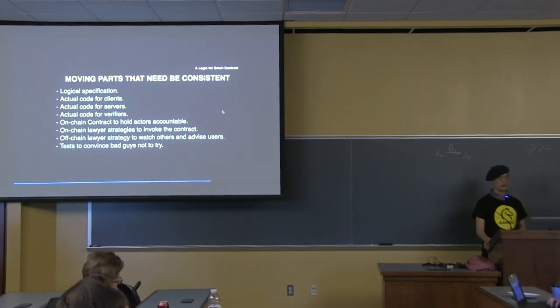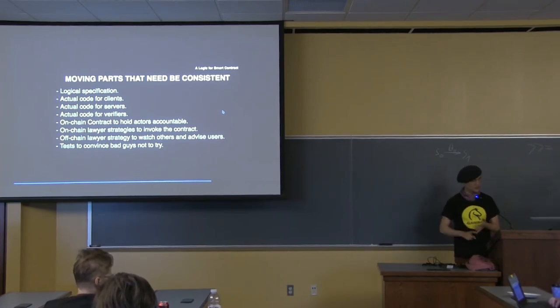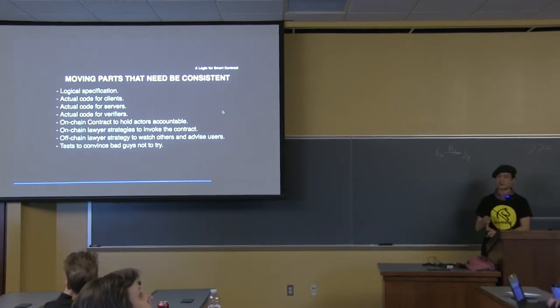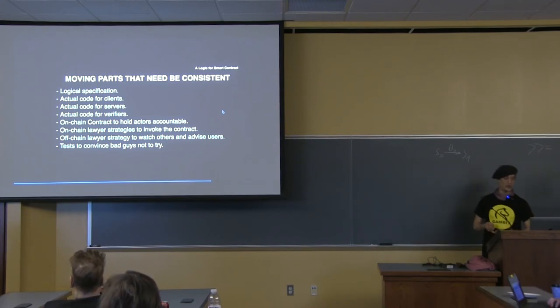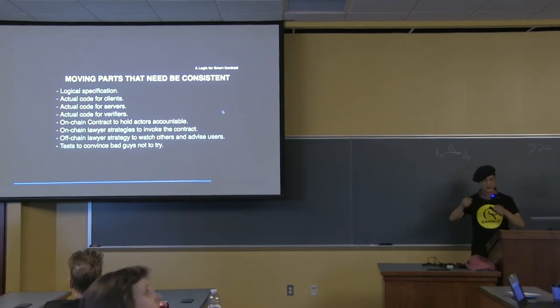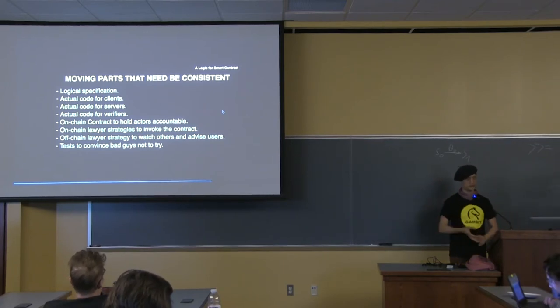Here are some of the moving parts. The logical specification, what you think the contract does. The actual code for the client, the server, the verifiers. The on-chain contract that holds the actors accountable. The on-chain lawyer strategies to invoke the contract when something goes wrong, I need to invoke the correct argument in front of the judge. The off-chain lawyer strategy to watch other people, are they doing the right thing, and to advise the user, you should not do that, you will lose your shirt if you do.